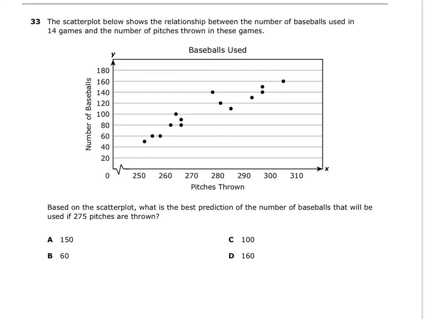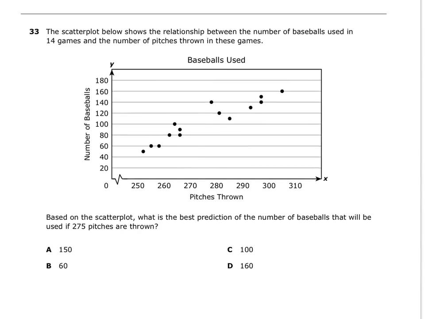33 shows an example of a scatter plot showing the relationship between the number of baseballs used in 14 games and the number of pitches thrown in these games. So on the scatter plot, we're trying to predict how many baseballs would be used if 275 pitches are thrown. Well, 275 would be right in the middle of 270 and 280. So if I kind of go up, and I kind of take that line and make me a trend line with it, it seems to be around 100. 150 is going to be too high, 60 is going to be too low, and 160 is too high. So C is our best answer, 100.